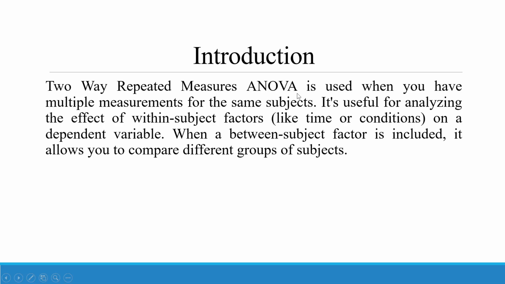Two-way repeated measures ANOVA is used when you have multiple measurements for the same subjects. It is useful for analyzing the effect of within subject factors like time or conditions on a dependent variable. When a between subject factor is included, it allows you to compare different groups of subjects. Let's try to understand this concept in the next slide.